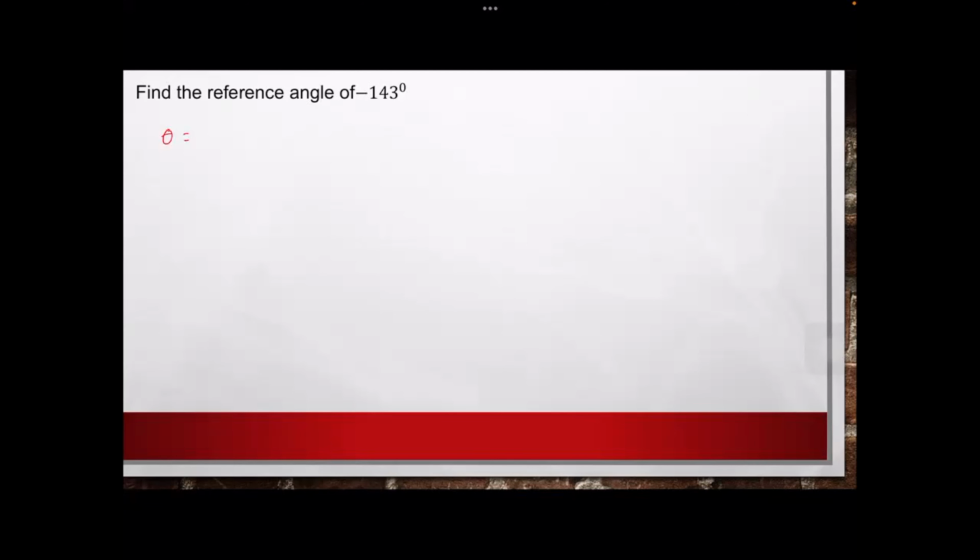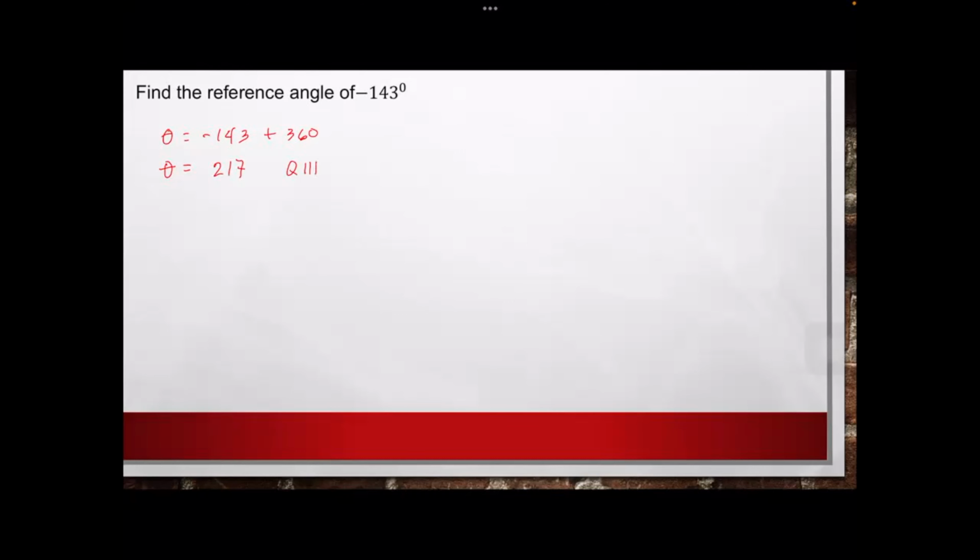So, magkakaroon tayo ng angle equal to negative 143 plus 360. So, therefore, negative 143 plus 360, the answer will be 217. So, pasok na ba siya dun sa ating range, which is 360? Okay, so pasok na siya. Now, what quadrant is 217? 1, 2, 3, 4. 3 po. Okay, this is quadrant 3.